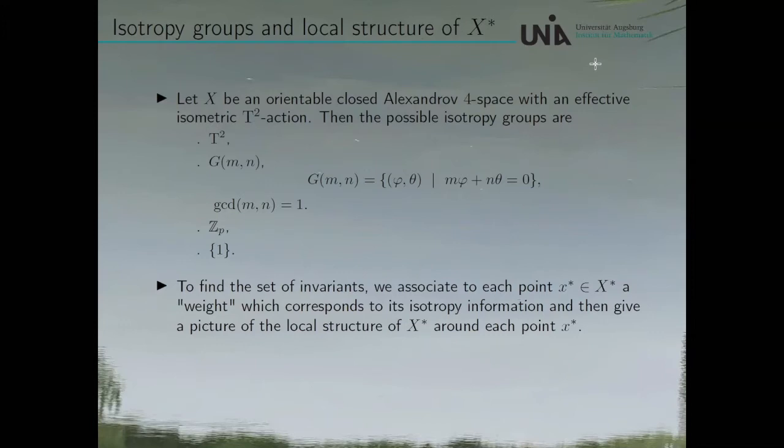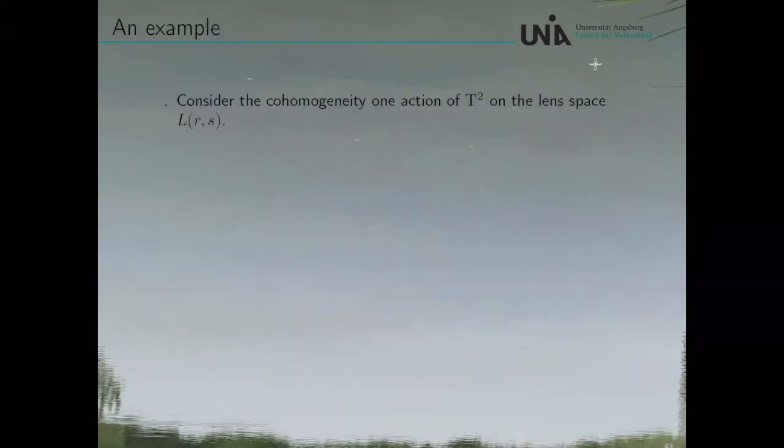Now the goal is to associate a weight to each point in the orbit space, which is related to the isotropy information of the action, and then to find a local picture of the orbit space. By that information, we get the weights. And this local picture is given by the slice theorem. Let me quickly give an example and then go through the general cases.